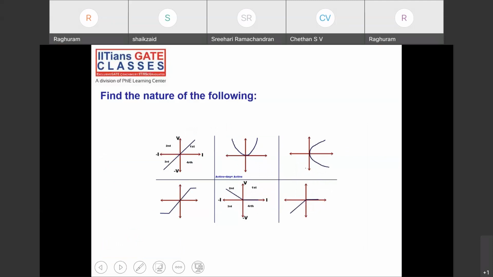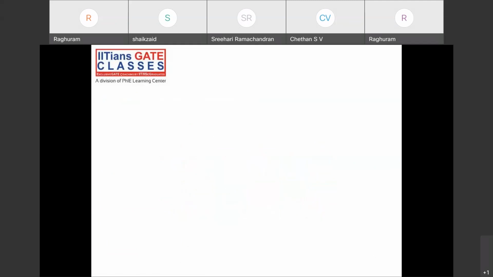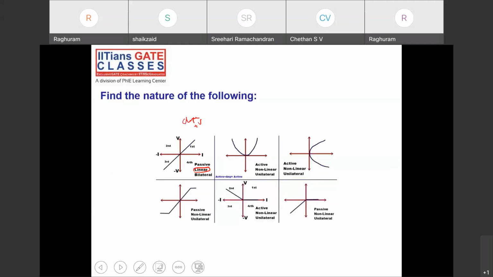See here, this is again... I got the answers. Okay, this is a passive element, right? Passive element because the slope is positive. Linear element, because one line. Why linear element? One straight line equation passing through origin for all the time. Every linear element is a bilateral element. If it is linear, you don't have to check for any other thing. It's a bilateral one.